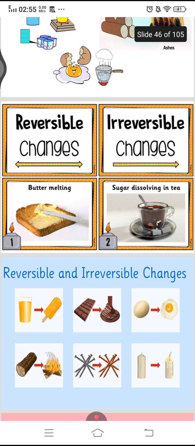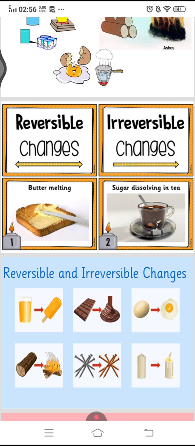Reversible and irreversible changes. For example, liquid changes into solid, or making ice cream, that is a reversible change. Whenever the ice cream is melted, it again makes a liquid. A solid chocolate bar and molten chocolate are a reversible change. Egg into fried egg is an irreversible change. Log into fire is an irreversible change. Iron into a nail is a reversible change. And a candle in the fire can be reversible or irreversible.